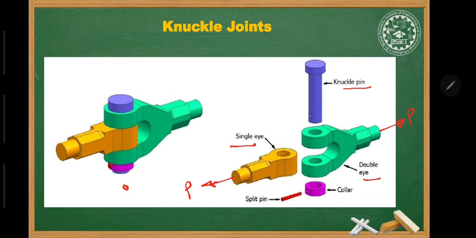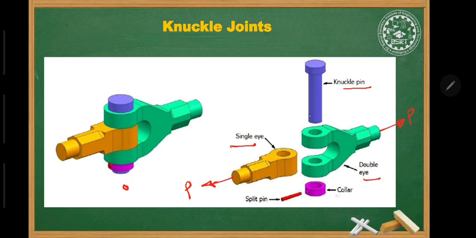The single eye is nothing but the eye which is formed on one rod, and this is the fork or double eye which is formed on the other rod. The eye fits inside the fork, and this pin is passed through both the fork and the eye.